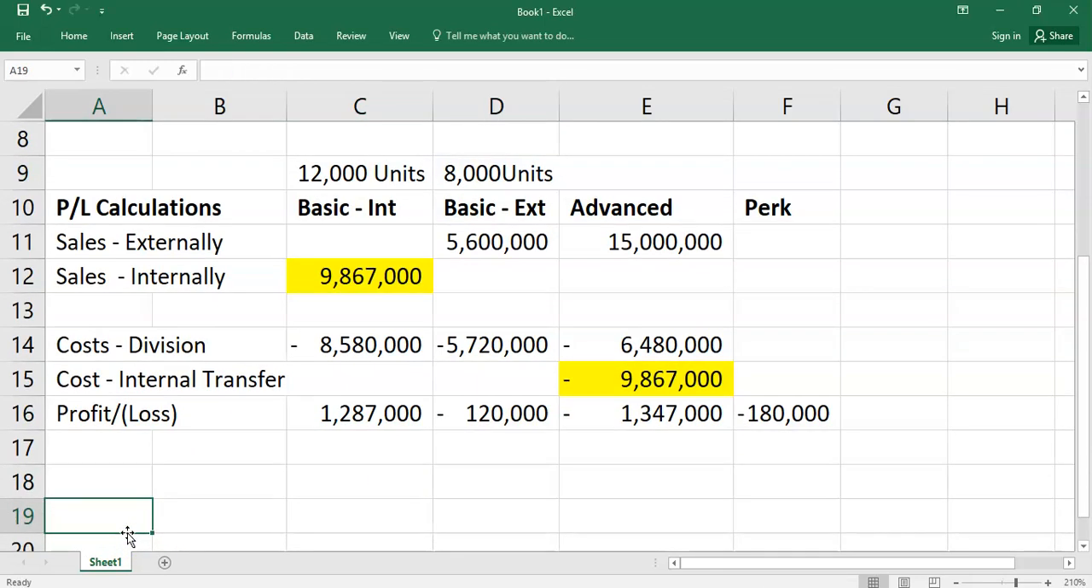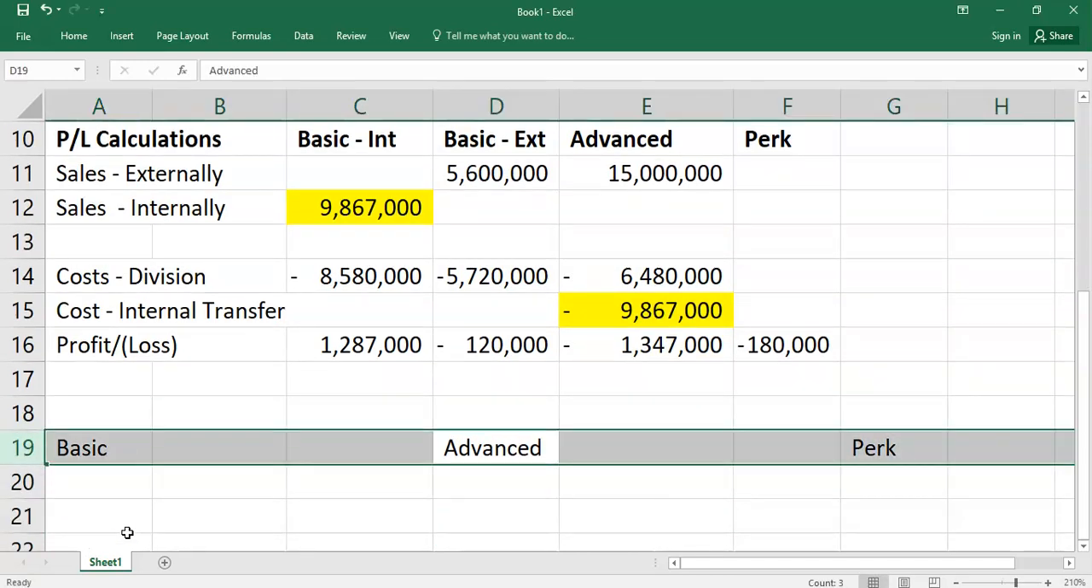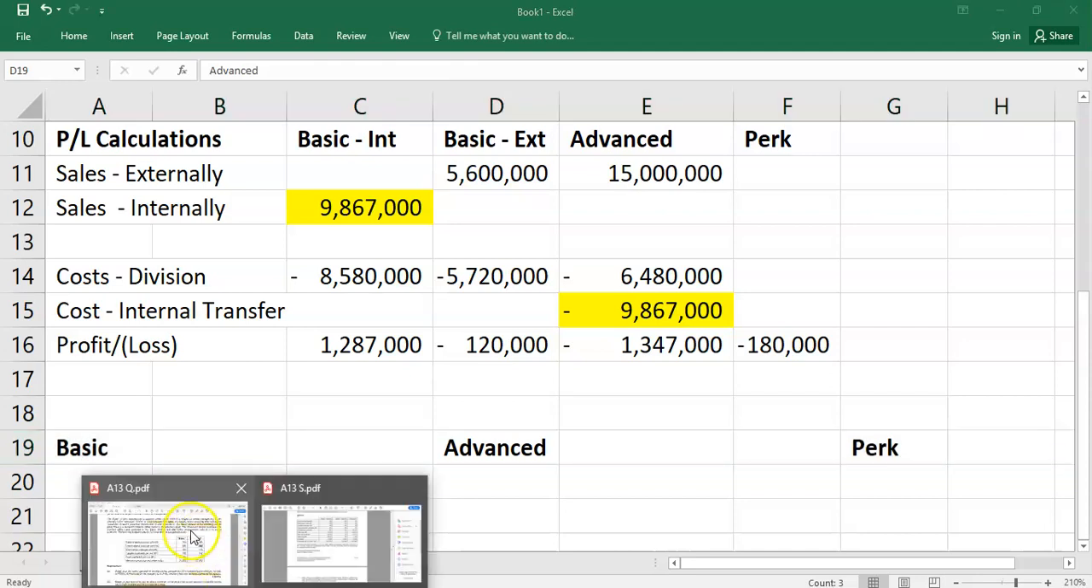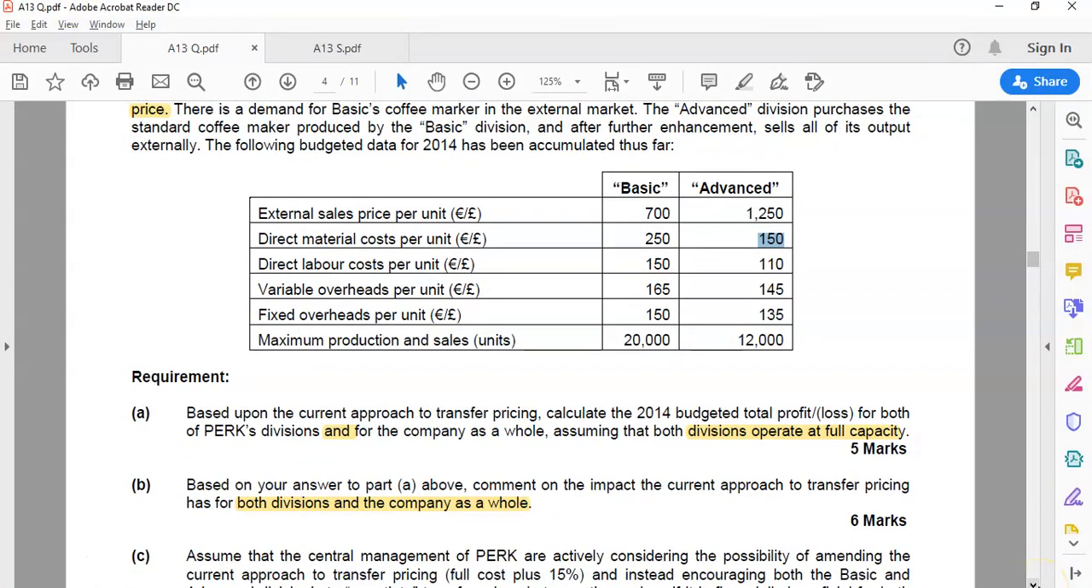Then you have to make your comments for Basic, you have to make comments for Advanced, and you have to make comments for PERC. So just be careful and read the question carefully. There's actually more marks going for the narrative than there is for the calculations. 6 marks for the narrative, 5 for the calcs. You have to be able to interpret narrative or interpret calculations at Cap 2 because that's where typically students are weak on and they lose marks.